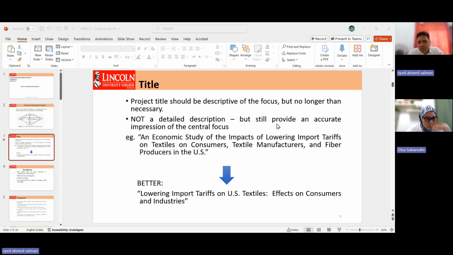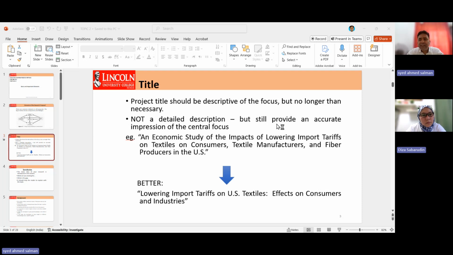an economic study of the impacts of lowering import tariffs on textiles on consumers, textile manufacturers, and fiber producers in the US. The title is too long, and from the title you are not able to understand what the writer is going to convey. So meaning that the title is not clear, the title is too long.